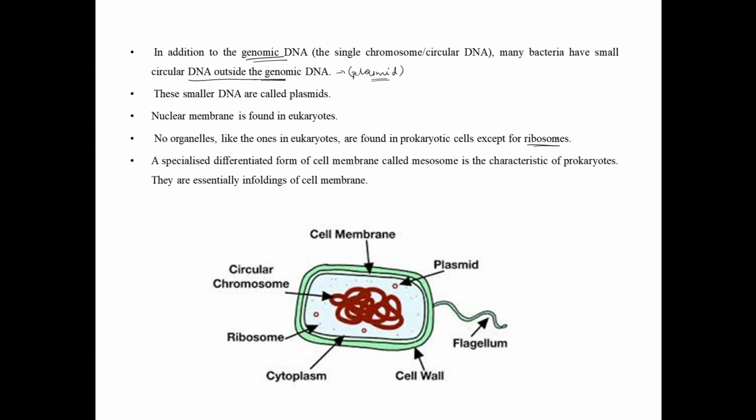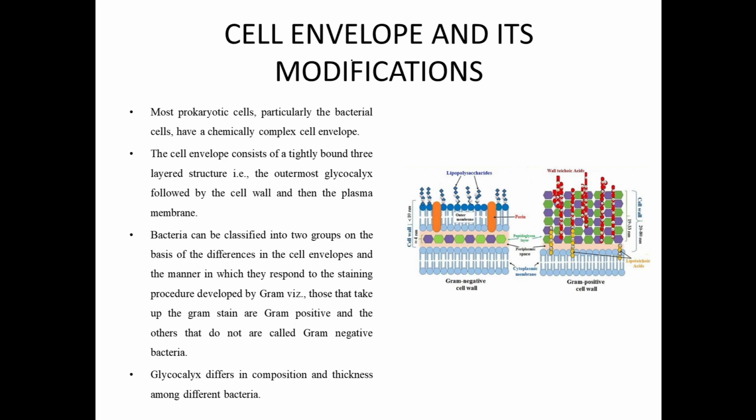A specialized differentiated form of a cell membrane, which we call as mesosome, is found in prokaryotes, and it is also a characteristic feature. Let's discuss the cell envelope and its modification. Mostly prokaryote cells, particularly the bacteria cell, have a complex cell envelope. The cell envelope consists of a tightly bound three layer. You can see here the outer glycocalyx, followed by a cell wall, then a plasma membrane, right?